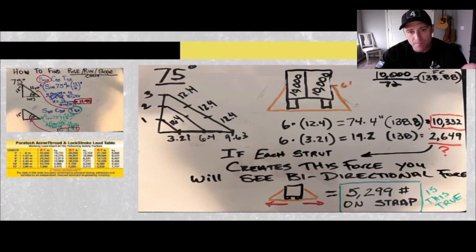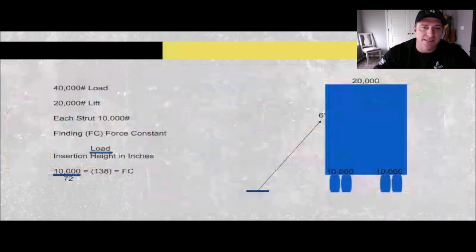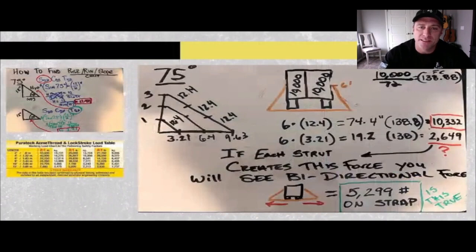Moving back over to this big rig that we're seeing with the 10,000 pounds on each door, this is the same diagram as we dealt with before. It's the same mathematical equation. I'm just taking an arbitrary 6-foot insertion, not that it's good or bad, I'm just using 6 feet. I'm taking that 10,000 pounds and dividing it by 72 inches, and I'm getting that force constant of 138. So I know that every inch of strut will have 138 pounds.